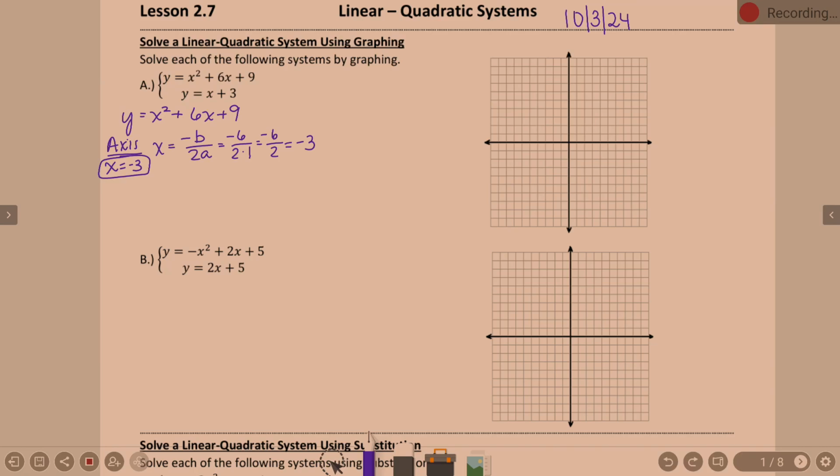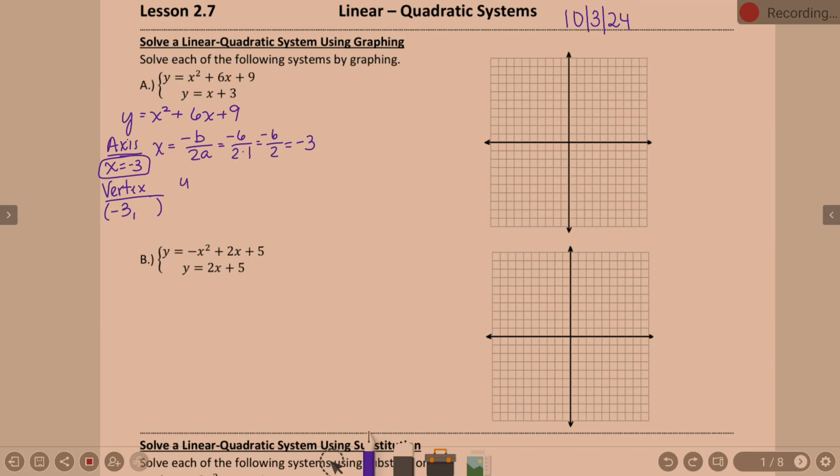Once you know your axis of symmetry, what can you then find? The vertex. What do I know about my vertex right now? I know my vertex is negative 3 comma something. How do I find something? You gotta plug it in. Take that negative 3, plug it into my equation.